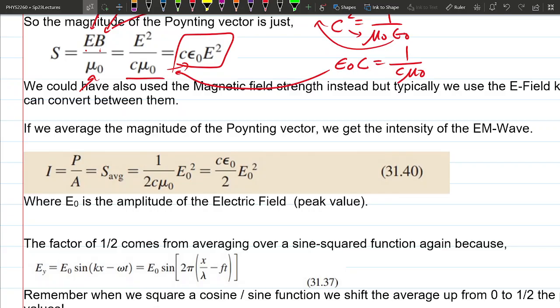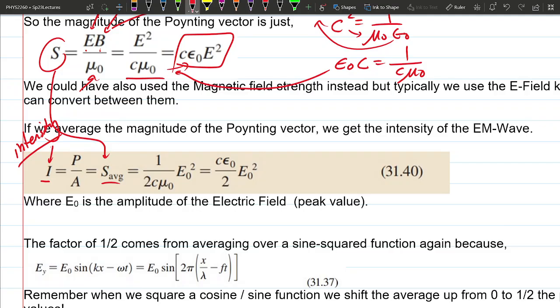So let's talk about how we can use this Poynting vector to calculate power and intensity. The magnitude of the Poynting vector, if we take the average of that, we actually get the intensity. This I doesn't stand for current, it stands for intensity of the light. Remember when we did sound waves, we figured out that intensity goes down as 1 over r squared as the sound travels further away.